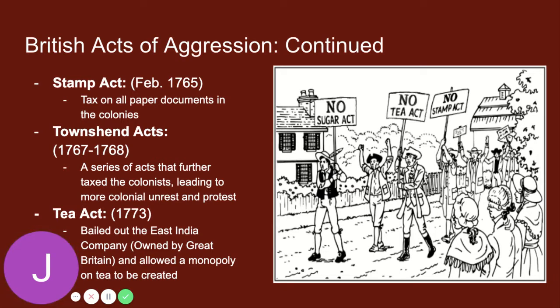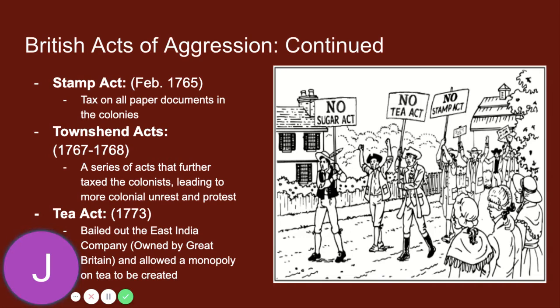There was also the Stamp Act, the Townshend Acts, and the Tea Act. So the Stamp Act took place in February of 1765, and it was basically a tax on all paper documents in the colonies. So any communication that colonists wanted to have with each other had to be taxed pretty expensively, and all that money would go to the government.